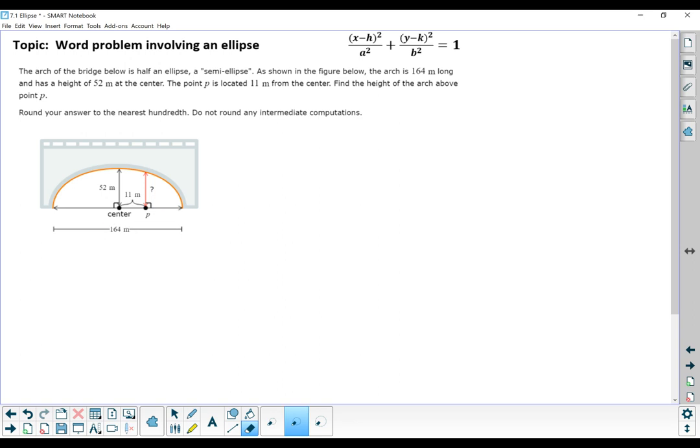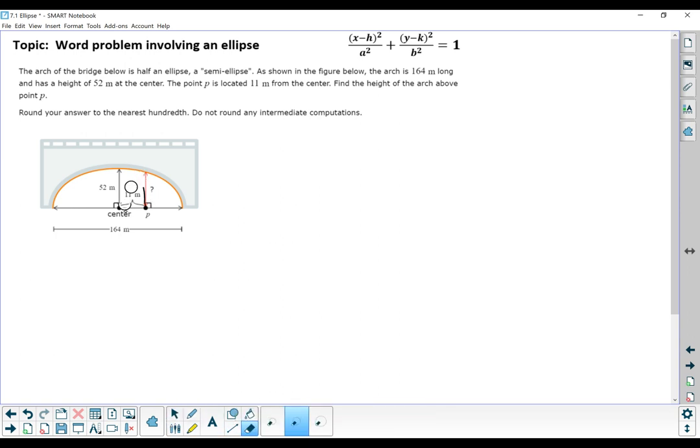We have the arch in this case that is 164 meters wide, and the height at the center is 52. We are trying to find the height right here that is 11 meters from the center. You might want to find that height out because you're wondering if a truck in this lane is going to fit or something. So I guess it would be like here.